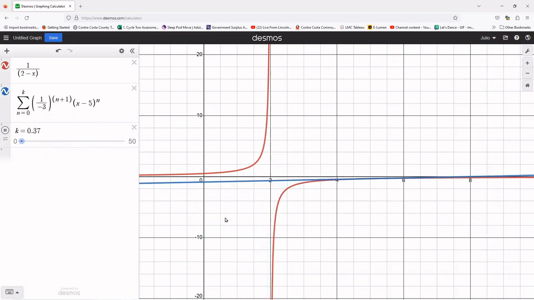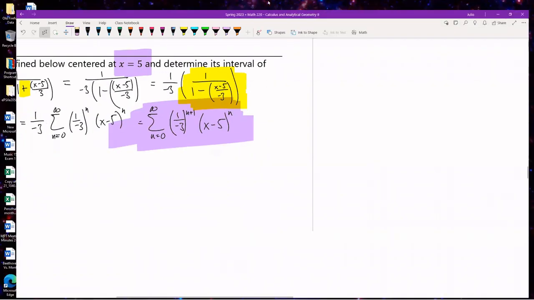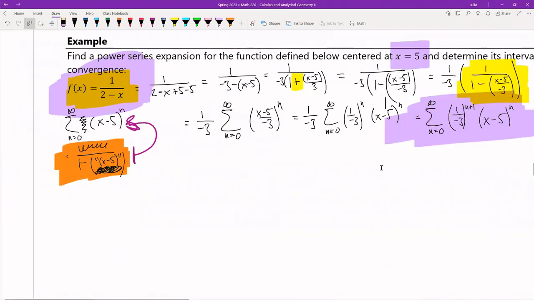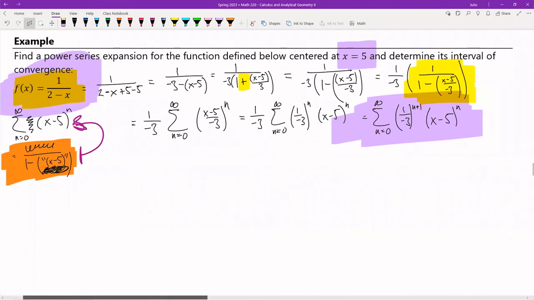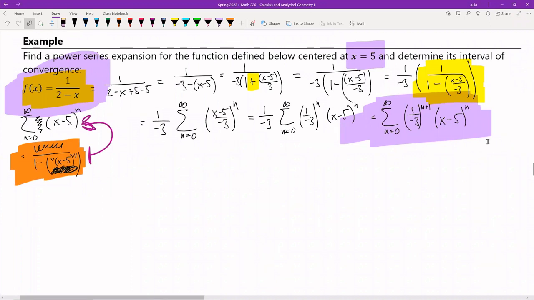You guys see that? So this leads me to believe that the radius of convergence looks like it might be 3, and the interval of convergence should be something around 2 to 8. So now that we know what this thing's supposed to be doing, let's go ahead and solve it out. Okay, so let's do the radius of convergence.